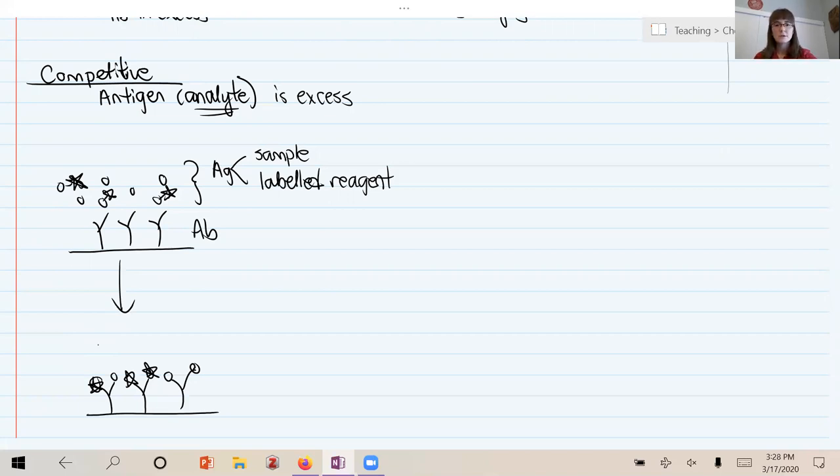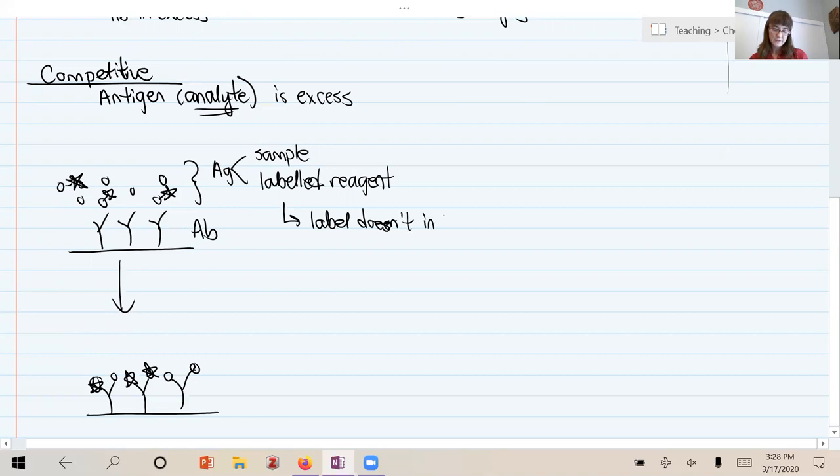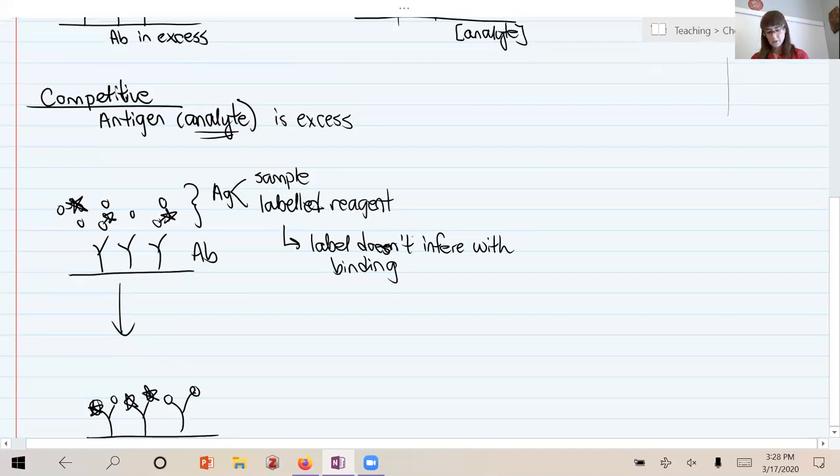One thing that we have to assume, and that's really important, is that we have to design this reagent so that the label doesn't interfere with the binding to the antibody. If it does interfere, then of course that will affect the ability for the labeled one to compete for binding with the real antigen, and then you won't be able to get the proper signal. So we have to design this so that we don't interfere with binding to the antibody.